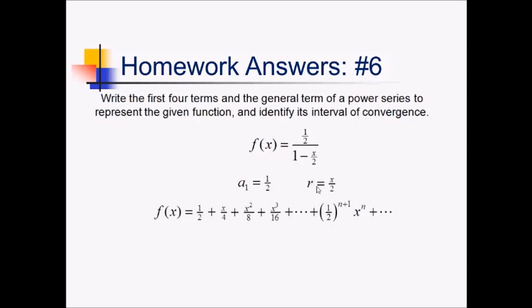And for my interval of convergence, I'm going to let the absolute value of r be less than 1. So I can rewrite this as negative 1 less than x over 2 less than positive 1. And to get x by itself, we just multiply by 2. So that's going to be negative 2 less than x less than 2.